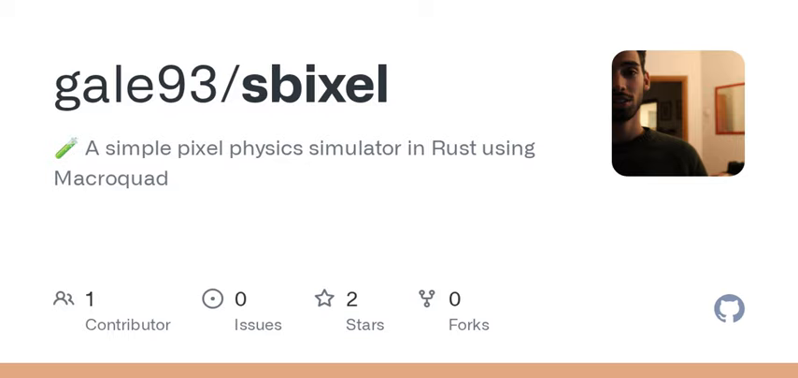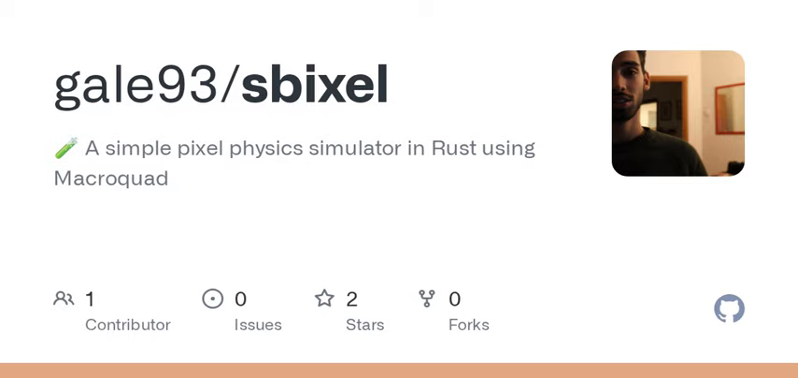So I just stumbled upon this pixel physics simulator called sbixel, and wow, it's such a neat little project. It totally blew my mind. Oh, really? What makes it so interesting? I mean, how complex can a pixel simulator really be? That's the thing. It's built in Rust using something called Macroquad, which apparently makes drawing super intuitive and simple.